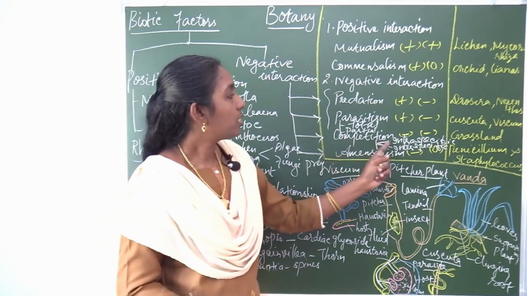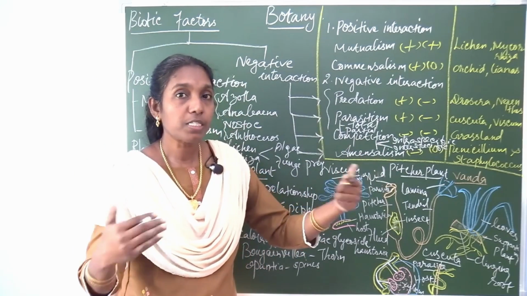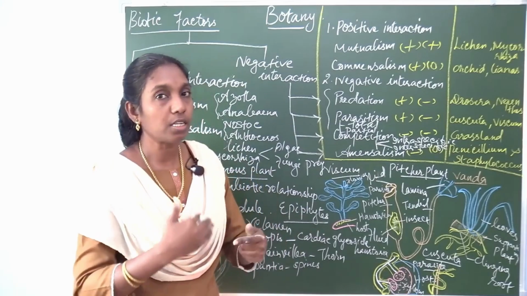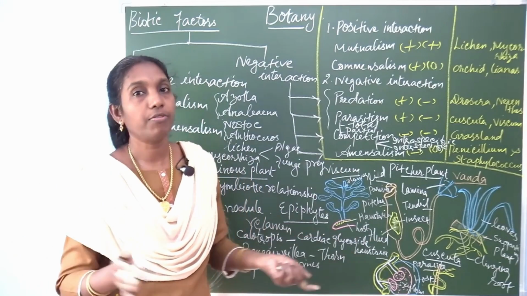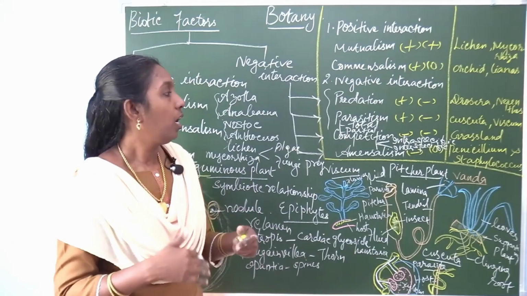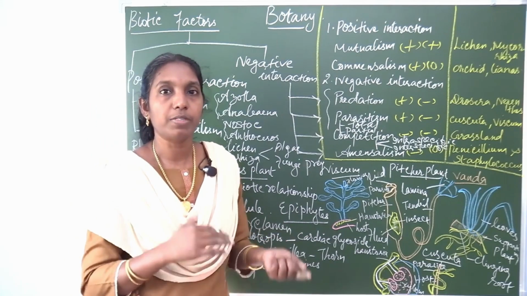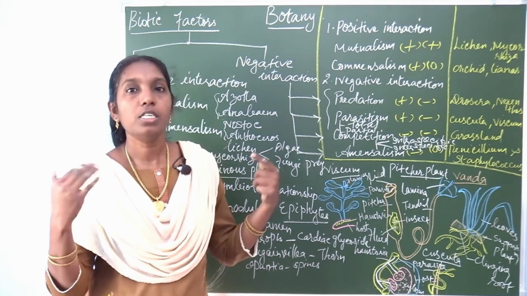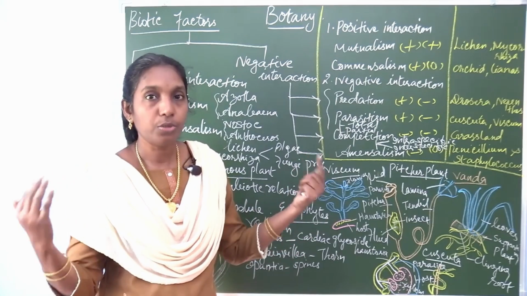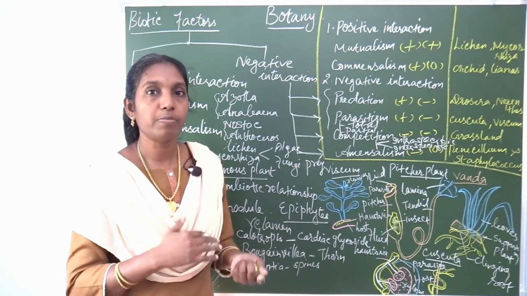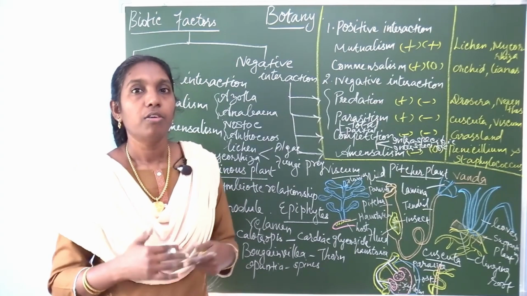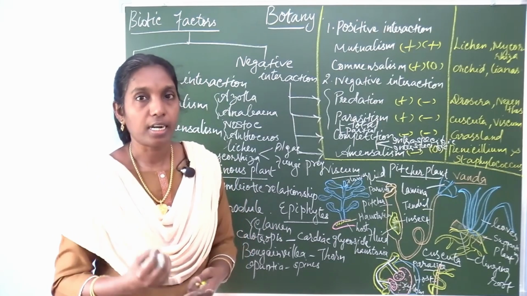So, within the same species there is intraspecific competition. Interspecific is between different species. If you take the forest ecosystem, in the forest there are herbs, shrubs as well as trees. So, all these plants live together as a community, and these herbs, shrubs and trees compete with each other for sunlight.